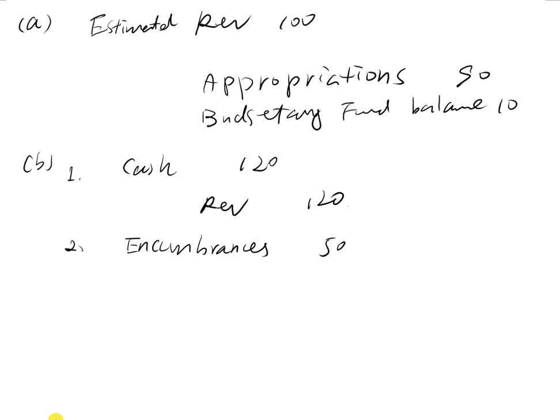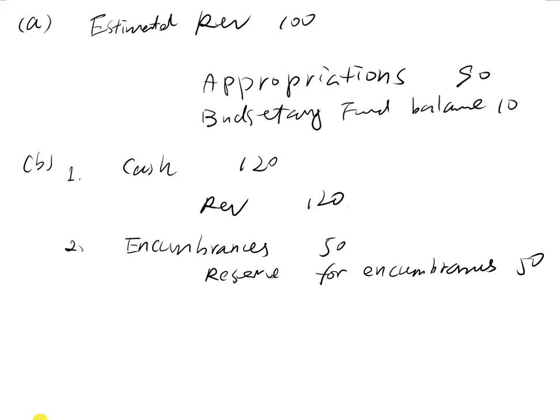Then we're going to credit, remember, we're going to put the fund aside, so this is the reserve for encumbrances. The reserve for encumbrances is an assigned fund balance account in the balance sheet. So it's part of net position, but assigned.